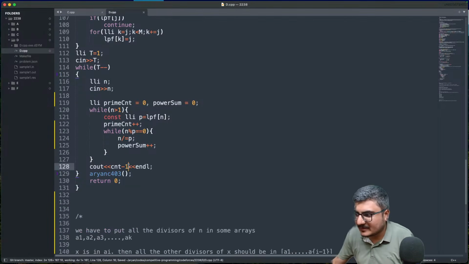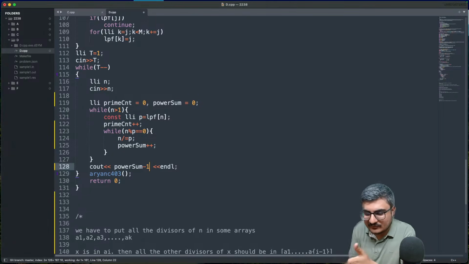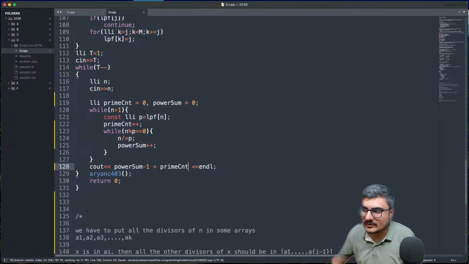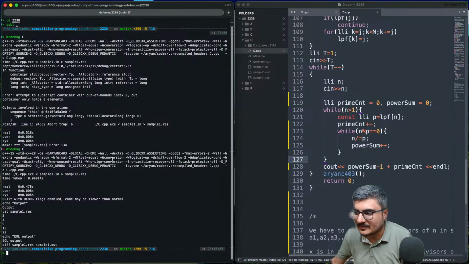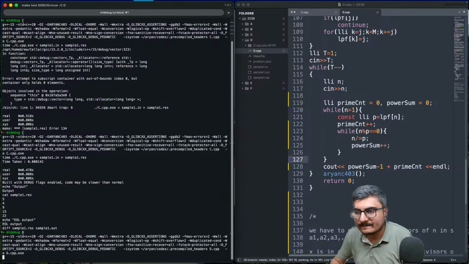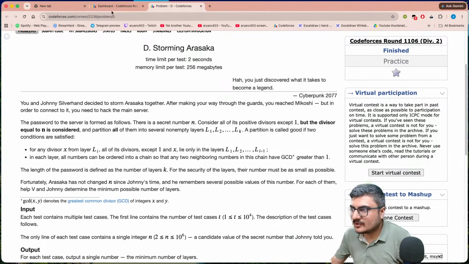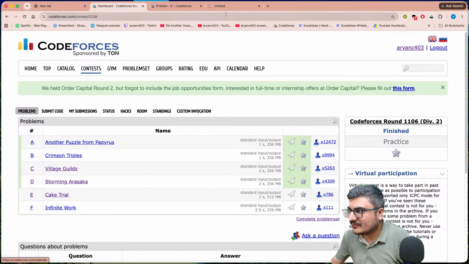And the overall number that you would need would be this: the number of layers you need for 2 up to the prime sum, plus prime count, which is the number of layers you would need for sum equal to 1. And this is your solution for problem D. Any questions, anyone, on problem D? If not, then we will move on to problem E.